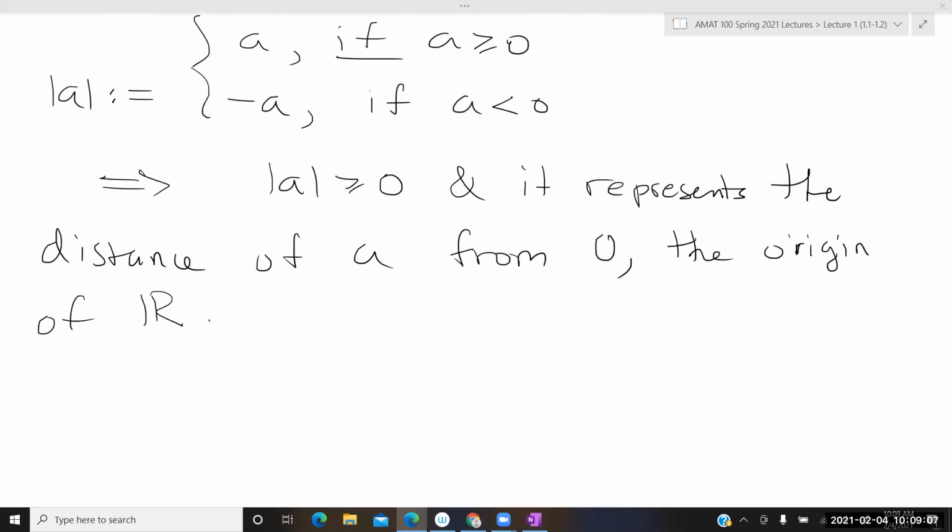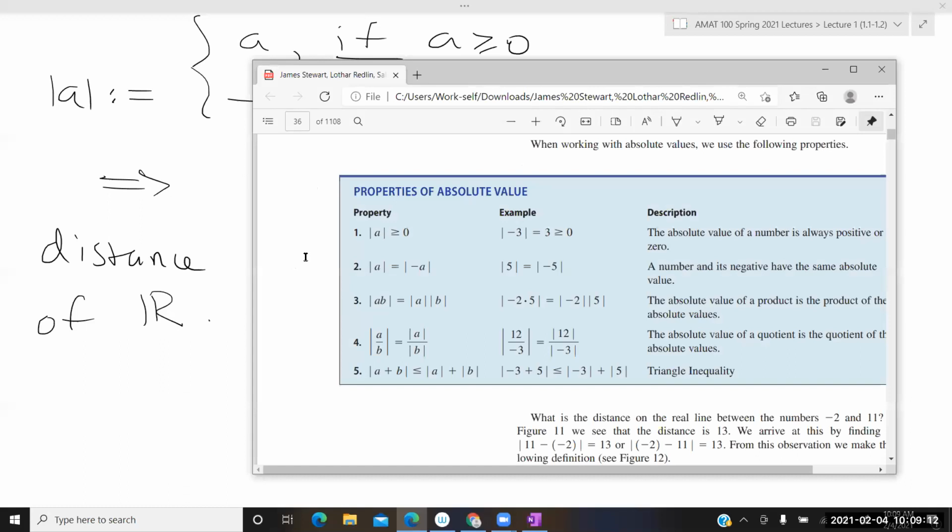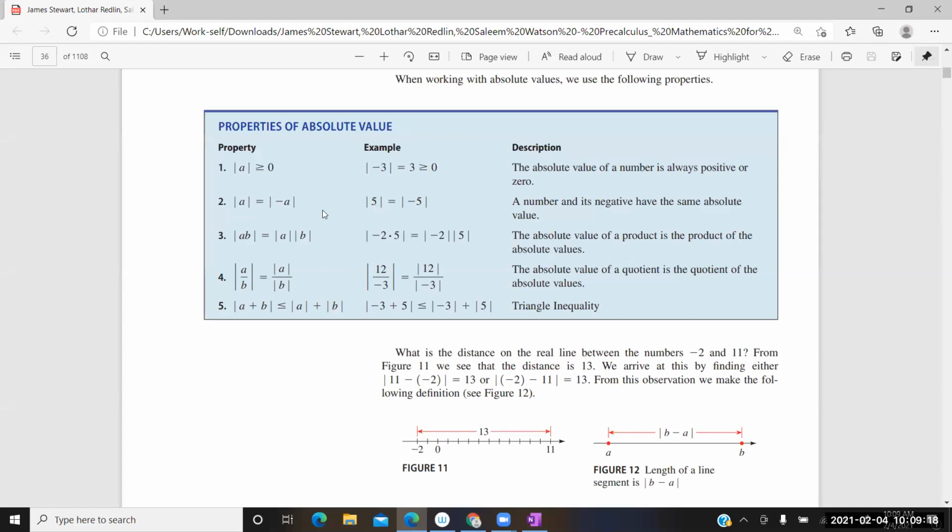Or actually, let me list these properties right here first. So one I already stated. And these can be easily proven. I can leave that up to you maybe, or maybe we'll go over them. So we have that the absolute value of A is greater than or equal to 0. The absolute value of A is equal to the absolute value of negative A. So in other words, the absolute value can't tell the difference between A and negative A. And that makes sense because we want absolute value to be distance from the origin. And A and negative A are at the same distance from the origin. They're just on opposite sides of 0.